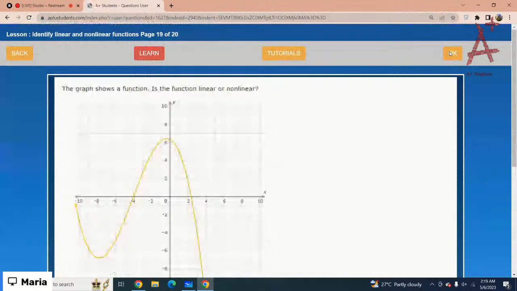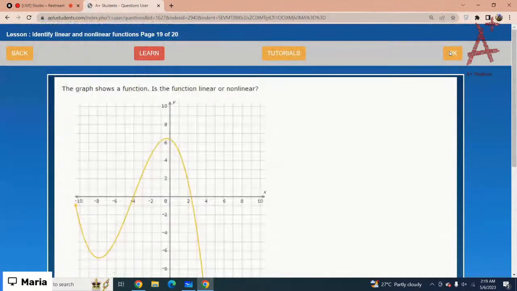The graph shows a function. Is the function linear or non-linear? It is a non-linear function.